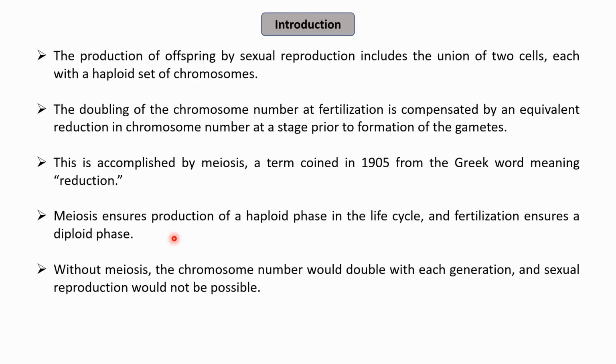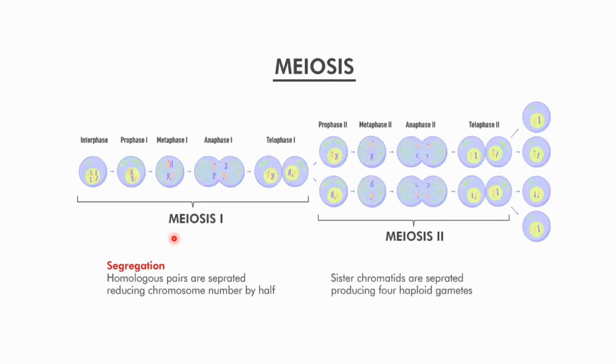This is what meiosis is and what the meaning of meiosis is. Starting with this, meiosis, unlike mitosis, is divided into two phases: meiosis 1 and meiosis 2. Meiosis 1 is further divided into substages which are very similar to what we studied in mitosis. So meiosis 1 is divided into interphase, then prophase 1, metaphase 1, anaphase 1, and telophase 1.